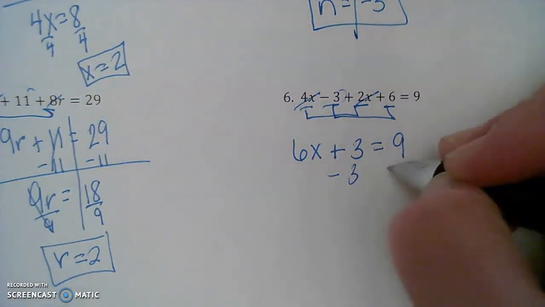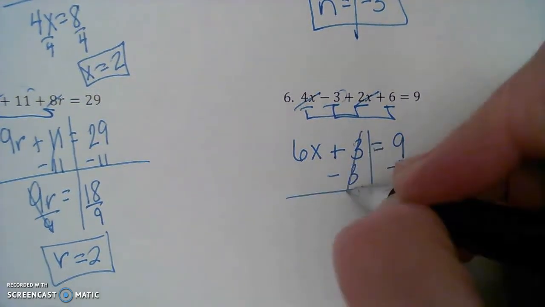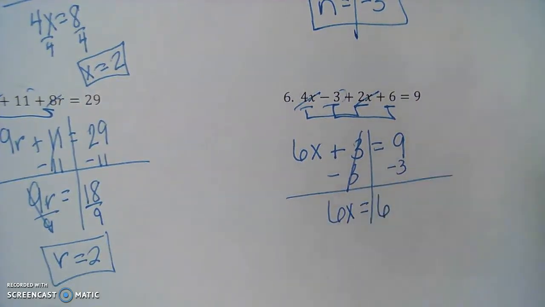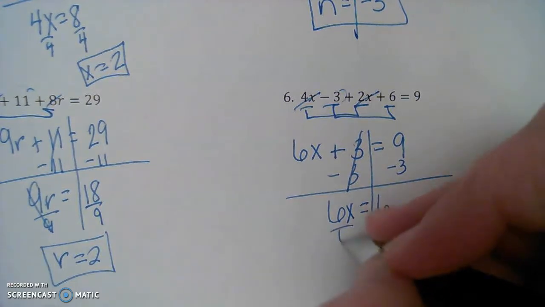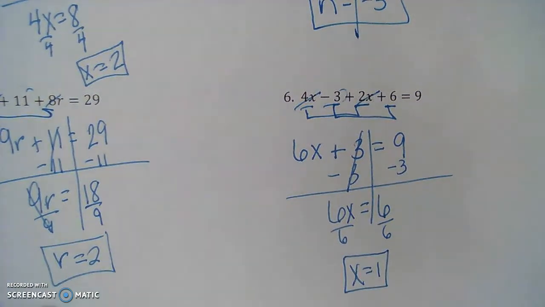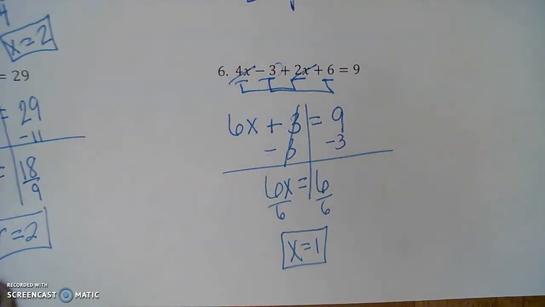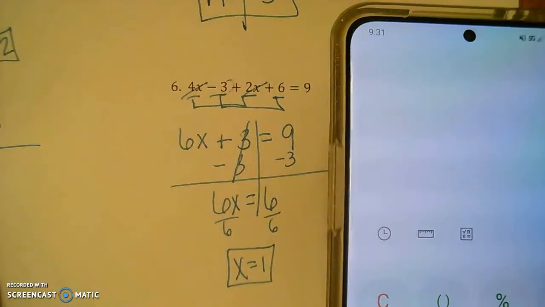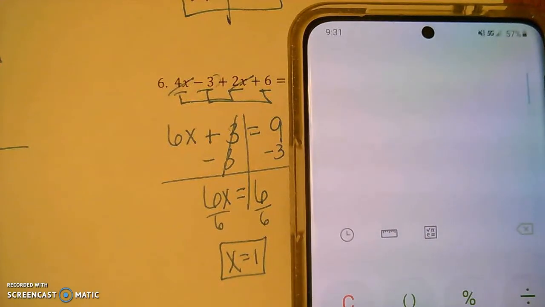Then I would need to subtract 3 to get those to cancel. 6x is equal to 9 minus 3 is 6. Divide by 6, divide by 6, x is equal to 1. So this will be a long one to plug into your calculator to check, but that's okay. Hopefully you realize if we plug in 1, we really don't have to multiply, but I'll go ahead and do that anyway. 4 times 1 minus 3 plus 2 times 1 plus 6 gives us the 9 that it should.